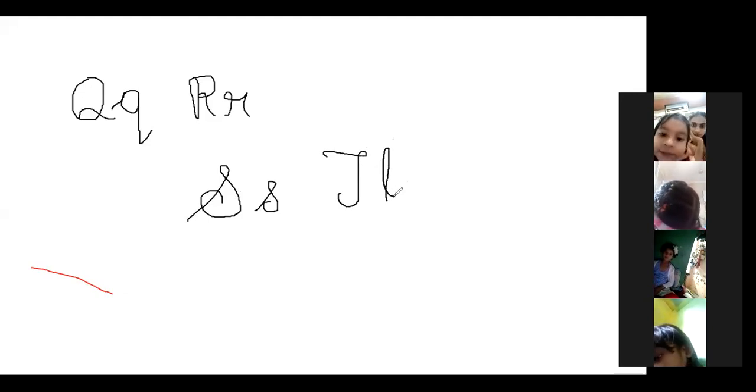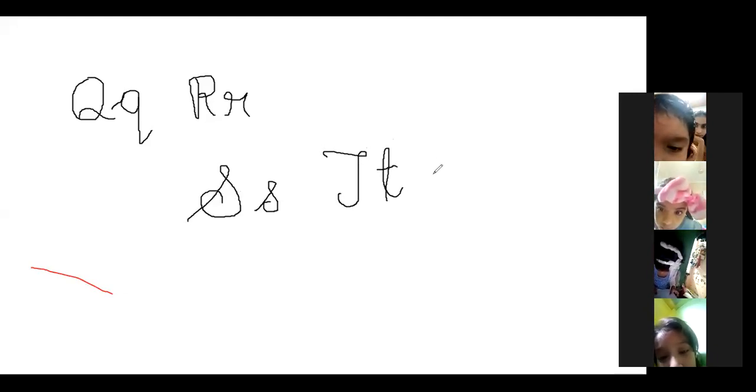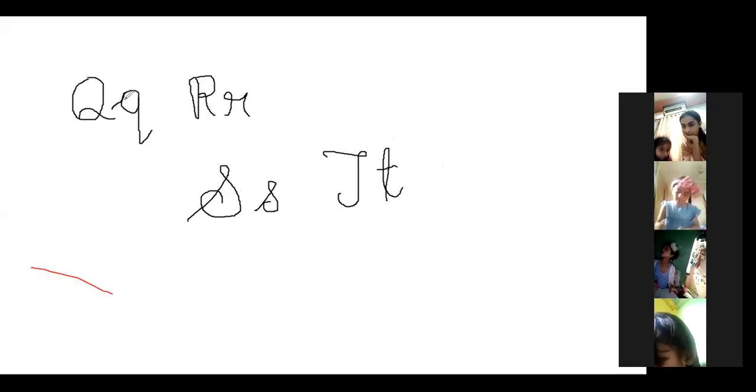Capital cursive T, small cursive T. Okay, it is not perfect, but you have to write properly on the line. The small one will be in the blue line. This curve will also be in the blue line. And this S will also be in the blue line only. Don't go out of the line.